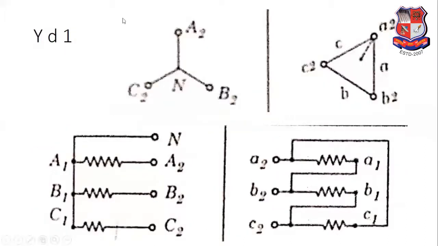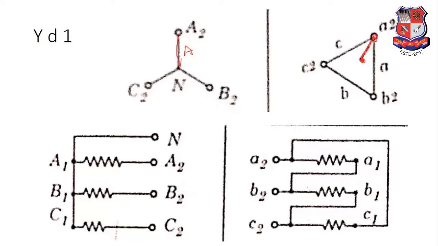Next, YD1. So for YD1 connection, your HV is connected in star. So this is star connection A2, B2 and C2. A1, B1, C1 that is connected to the neutral point. And this is your phase A reference. Now with reference to this phase A, your phase A in LV winding will be shifted 30 degree lagging. Okay, this is the 30 degree lagging.